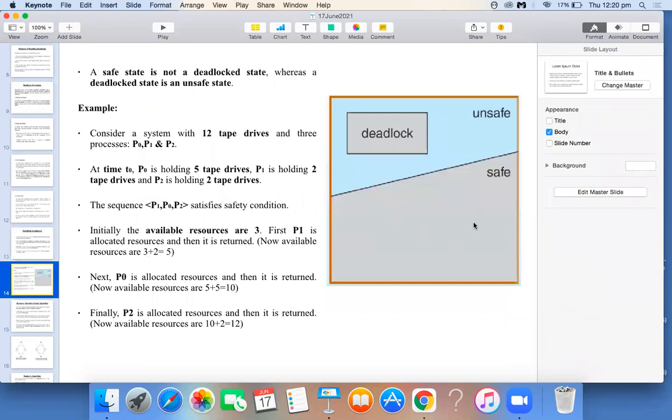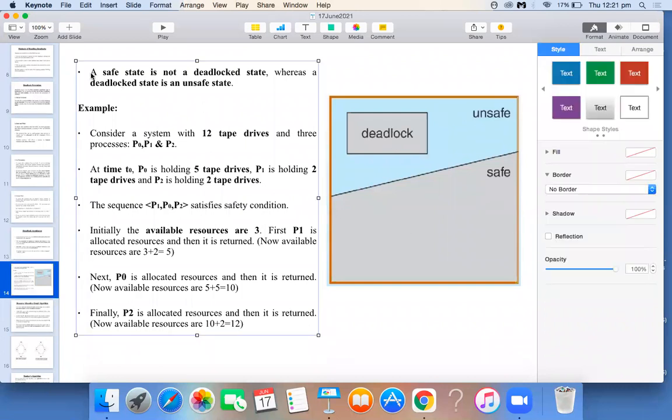So observe the diagram that I have written here. This is a diagram which indicates the safe state and unsafe state. Whenever your system is in a safe state, we can say that it is not entering the deadlock state. But whenever a system is in an unsafe state, your system is going to enter the deadlock state. That's what this particular diagram is trying to tell.